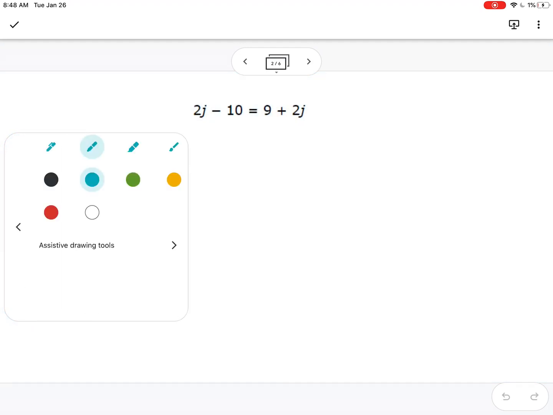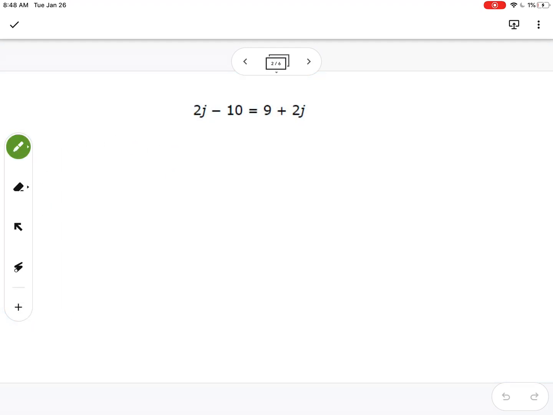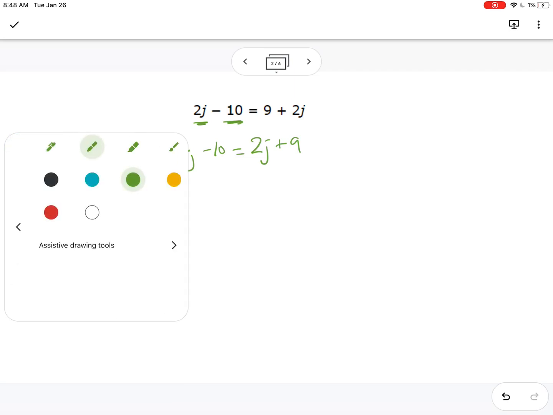Let's use a different color now. Let's use green. 2j minus 10 is equal to 9 plus 2j. I want to write it in the form where you have the stuff with the variables in the front and then the constants at the end. So the left-hand side is already normalized, right? 2j minus 10. And then instead of 9 plus 2j, I'm going to write this as 2j plus 9, just because I like things to match up. I like order.